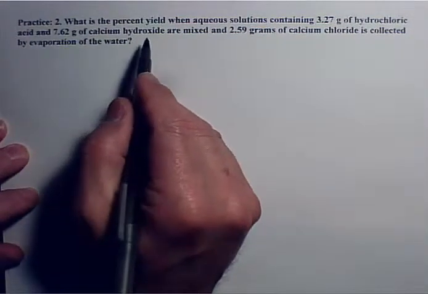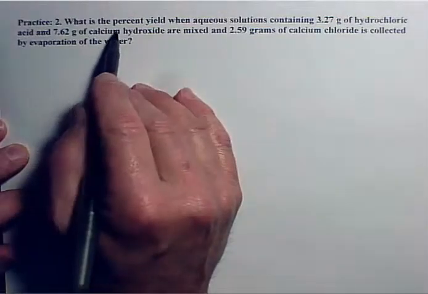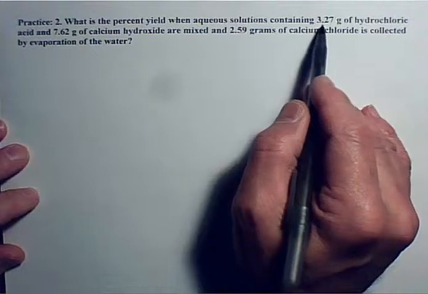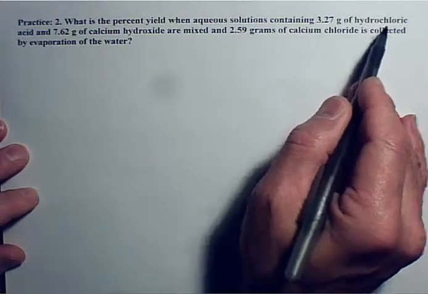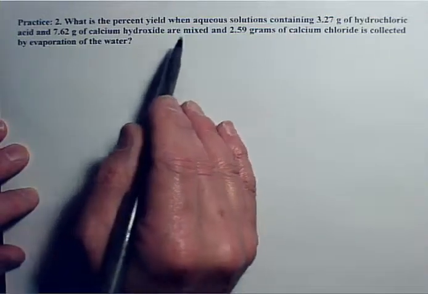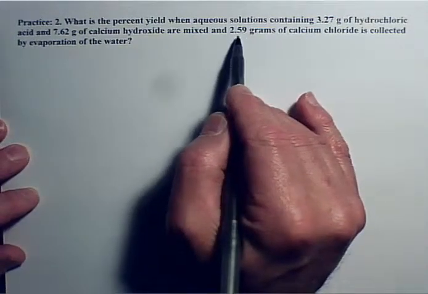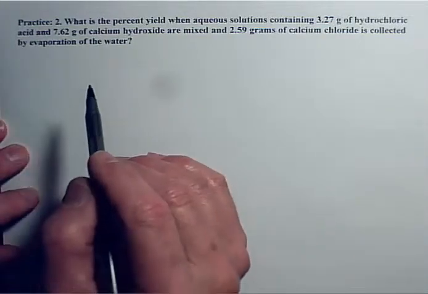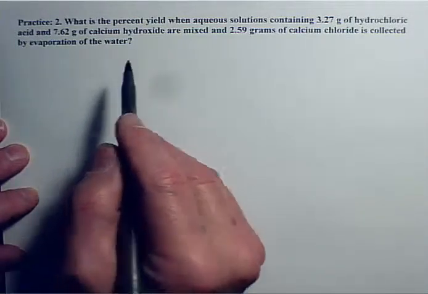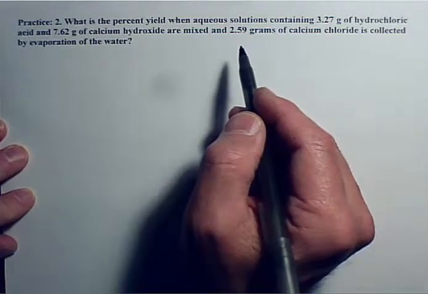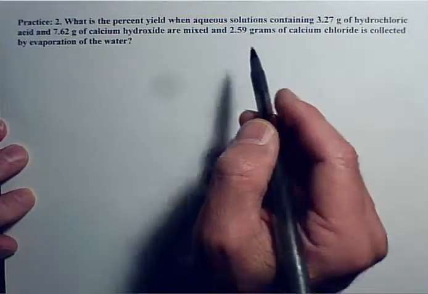All right. Here we are. So the question is, what is the percent yield when aqueous solutions containing 3.27 grams of hydrochloric acid and 7.26 grams of calcium hydroxide are mixed, and 2.5 grams of calcium chloride is collected by evaporation of the water? Okay, so interpreting the problem is the first thing you got to do.